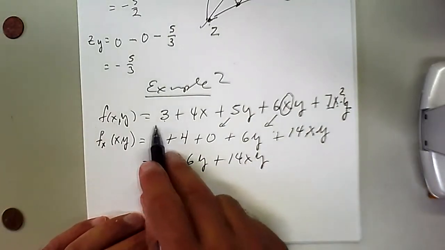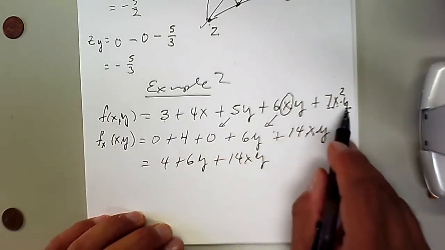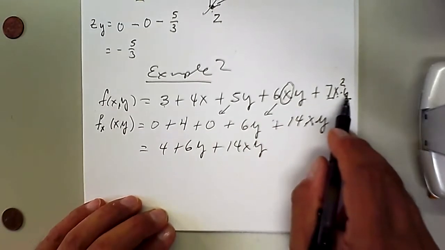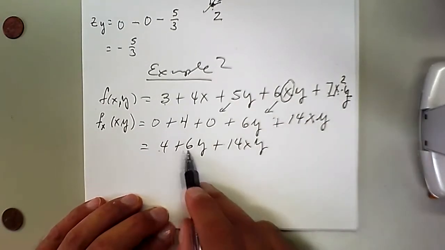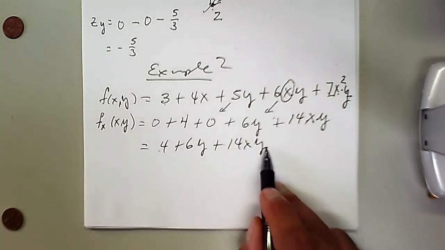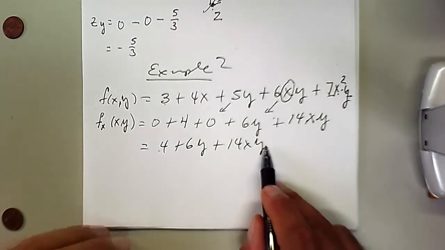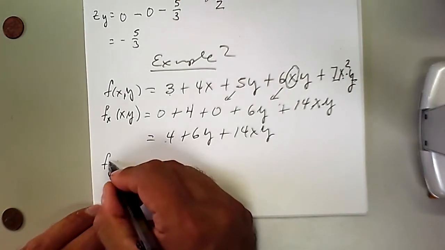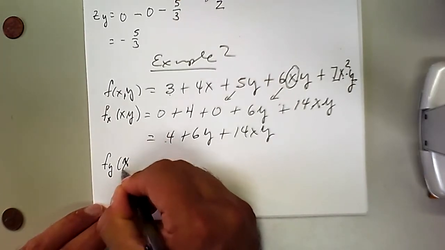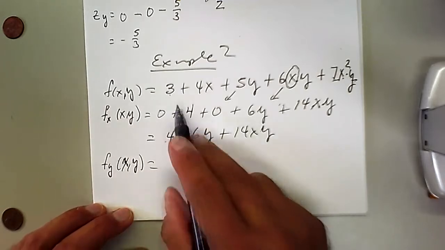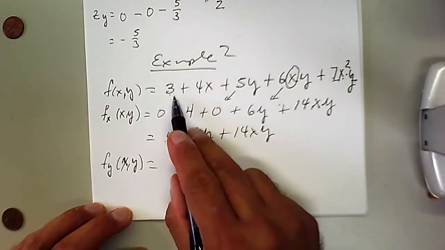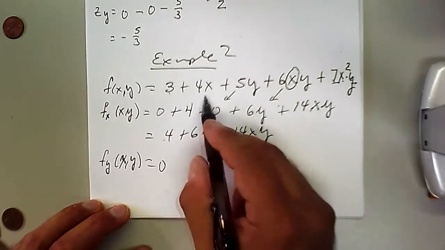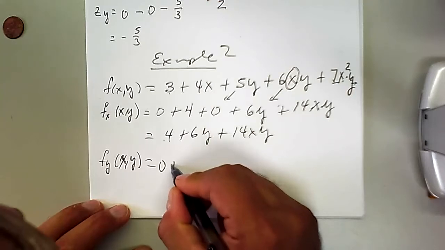So this is going to be some kind of surface in 3 dimensions, and this is the derivative at any given point if you go into the x direction. But if you go into the y direction, the answer is going to be different. The derivative of f with respect to y, starting with this one, the derivative of 3 is 0. The derivative of that is going to be 0 again.